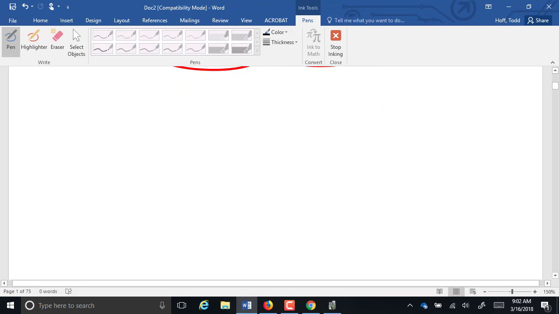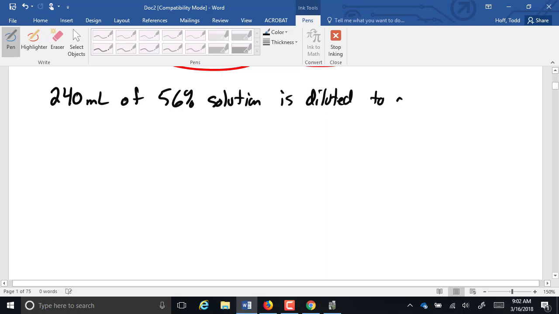Now, similar to that, let's say that we have 240 milliliters of 56% solution that is diluted to a total volume of, let's go, 960 milliliters. Find the new concentration.